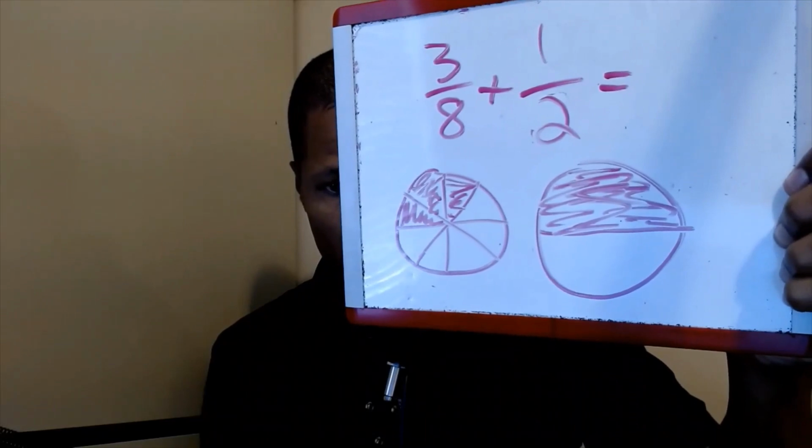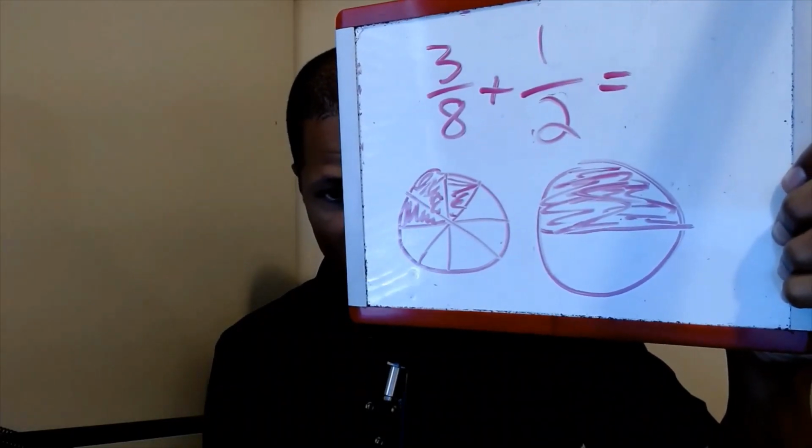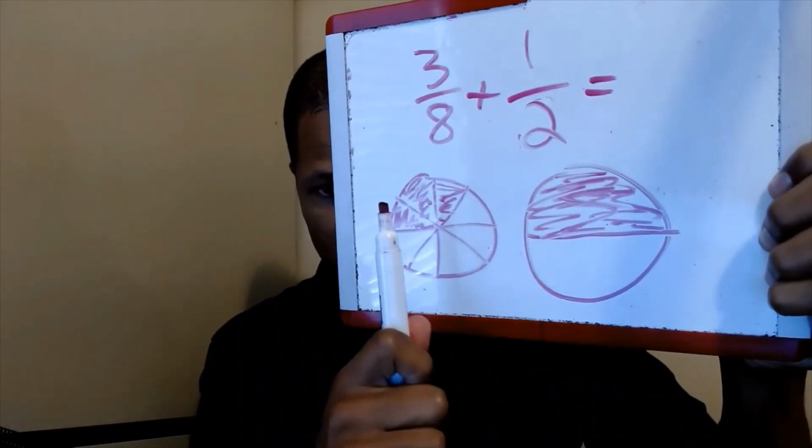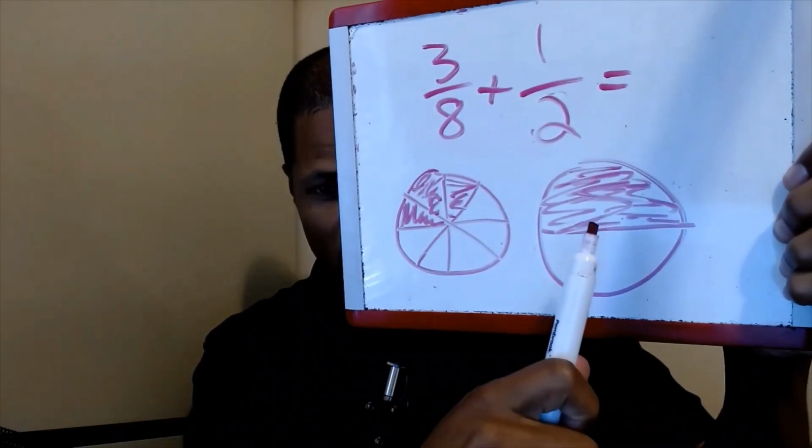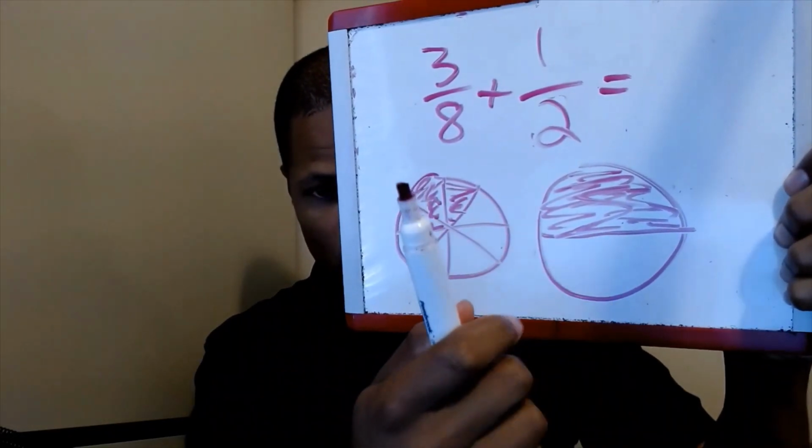We want them all to be the same size pieces is what I'm getting at, right? So what's the easiest thing to do? Is it easier to change the one that's already cut up into 8 slices? Or is it simply easier to take the one that's in 2 slices and cut it up into more slices?